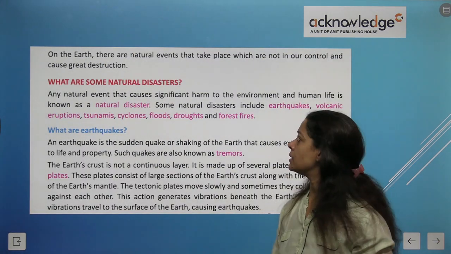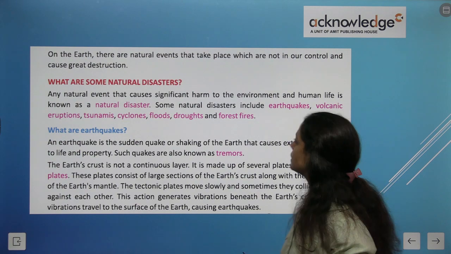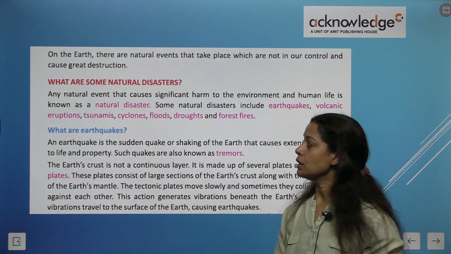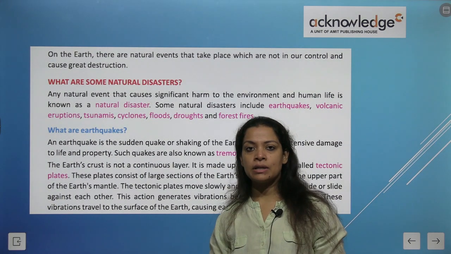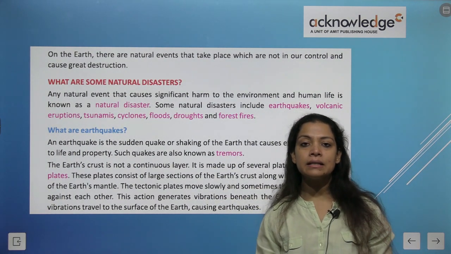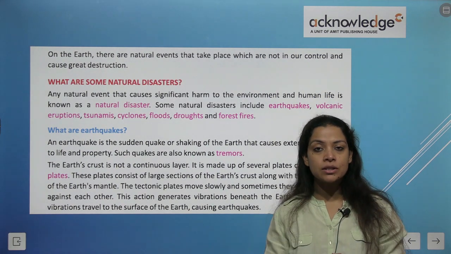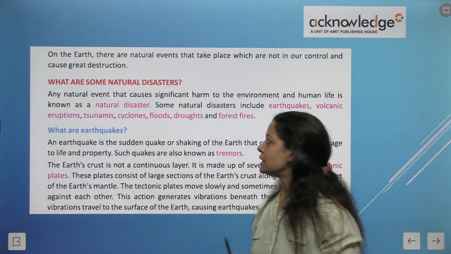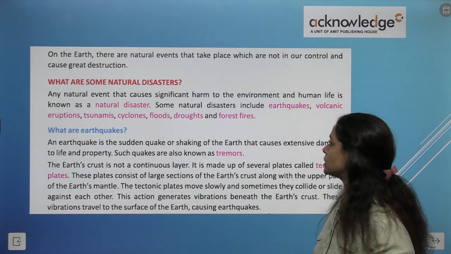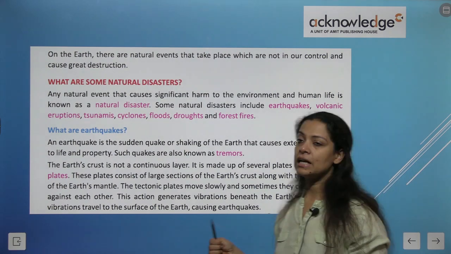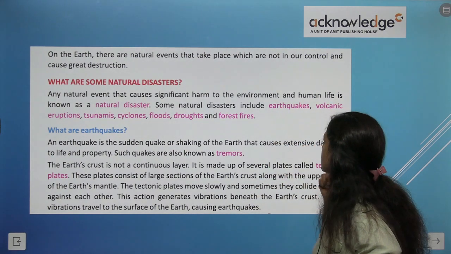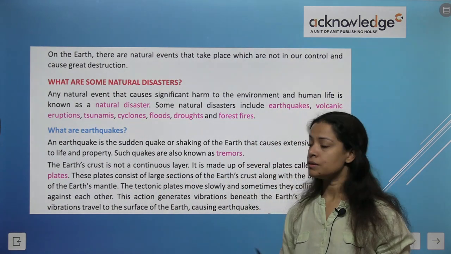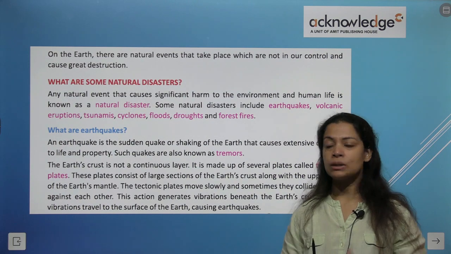On the Earth, there are natural events that take place which are not in our control and cause destruction. Now, what are some natural disasters? Natural disasters are those that can damage our Earth climatically, which cannot be controlled and measured by us. So any natural event that causes significant damage and harm to the environment is called a natural disaster. Some natural disasters include earthquake, volcanic eruption, floods, cyclones, then droughts. So forest fires, these are natural disasters.